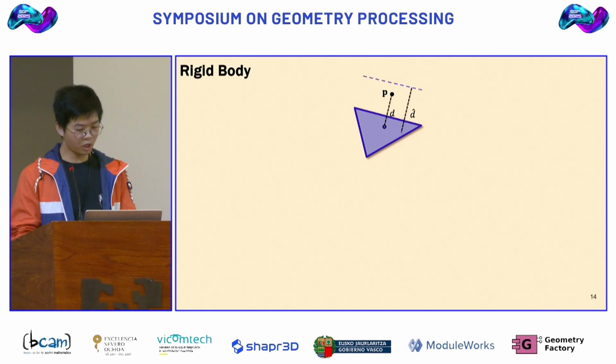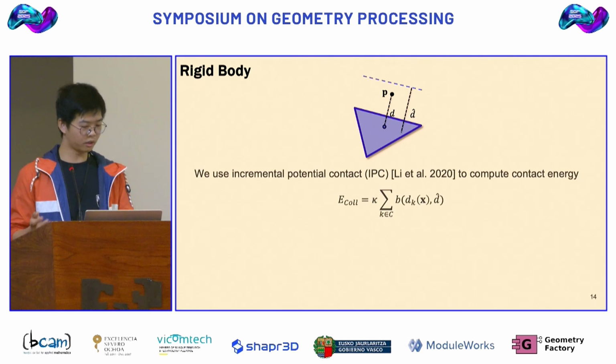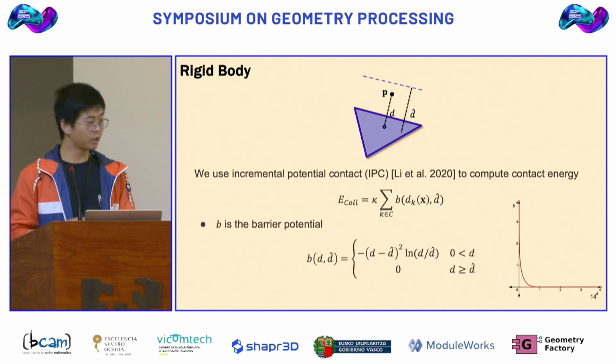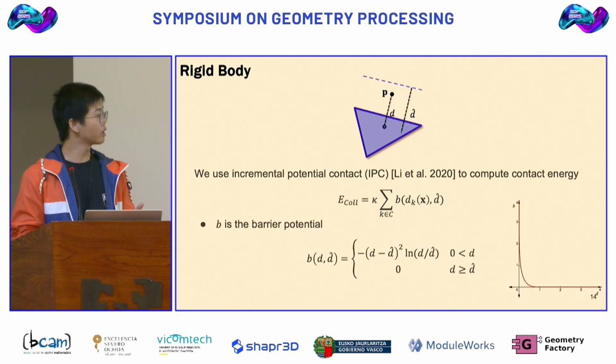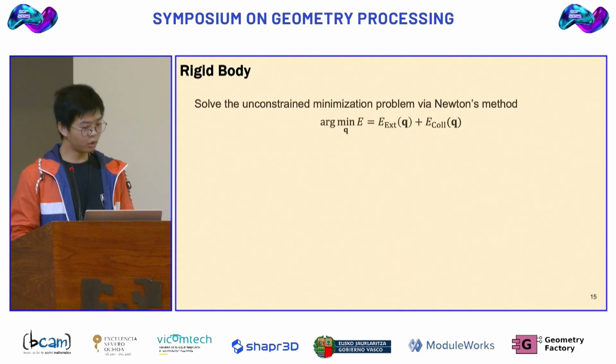And for contact, if the distance between two primitives is smaller than the threshold, then we can treat it as under contact. And then we can use a recent state-of-the-art method for contact, which is called incremental potential contact, to compute contact energy. And here, this kappa is the adaptive stiffness, and this B is the barrier potential. And this barrier potential is basically if we have a distance that's getting smaller and smaller, it will return barrier potential until infinity. And then we can solve the unconstrained minimization problems via Newton's method.